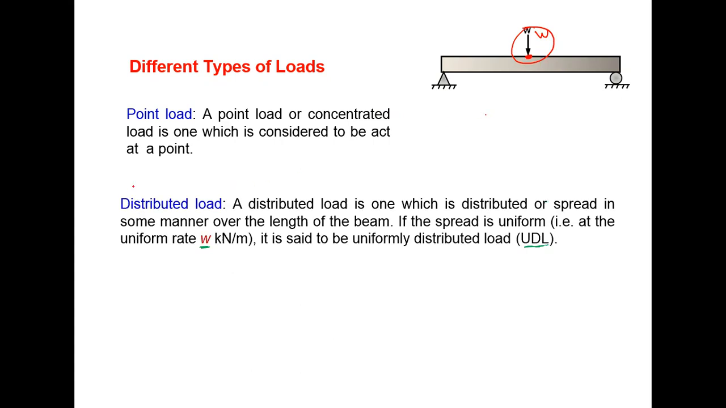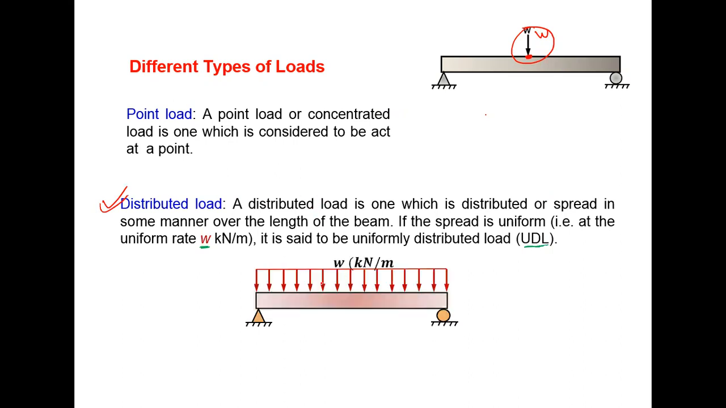Then next type is distributed load. Okay, so here in this case you will see that the load is distributed equally or uniformly across the complete span of beam. Okay, so this particular type of loading condition is known as uniformly distributed load. So if you see the unit of load in this case, then the unit will be kilonewton per meter. Okay, but in a point load case the unit of load will be just kilonewton or newton, but here you will get the intensity per meter, right?